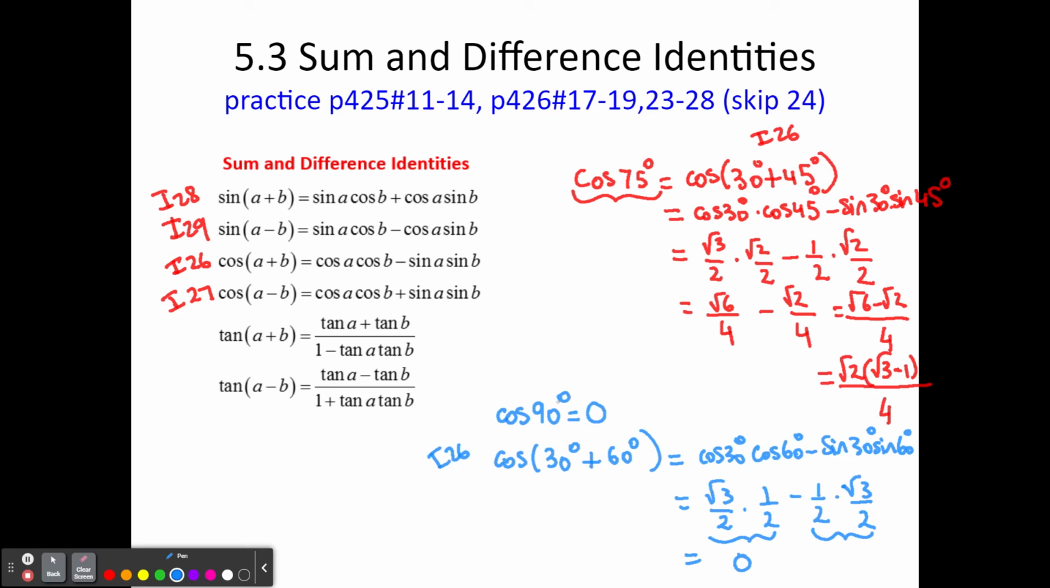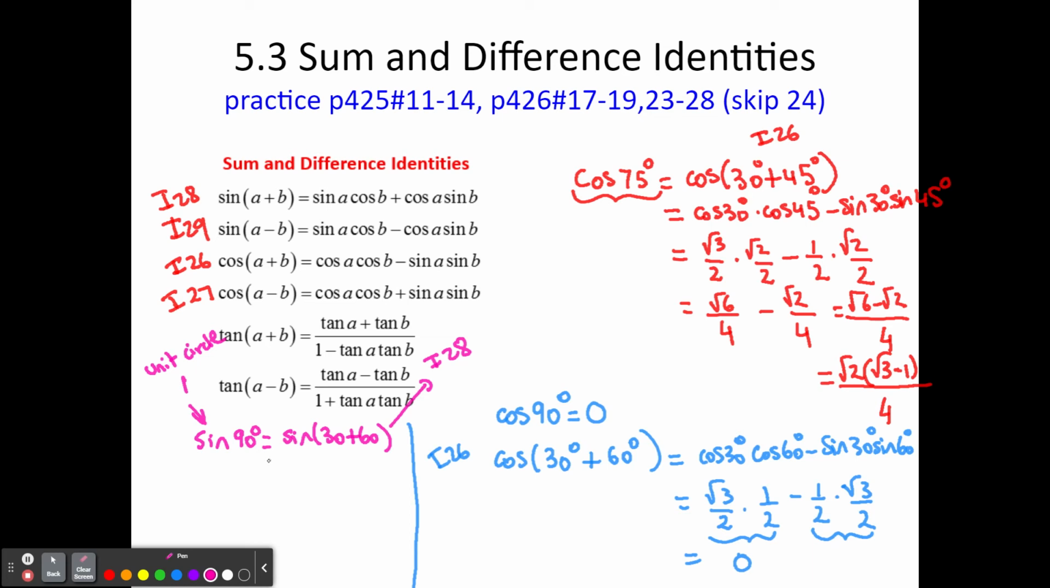Now let's apply an example with sine. So let's change the color, and we'll take sine of 90 degrees, which I can also split into 30 and 60. And if we look at our unit circle, we know that sine of 90 degrees equals 1. And that's again by referring to our unit circle. Let's prove that this is true. I look at this, and which identity does it look like? It looks like identity 28.